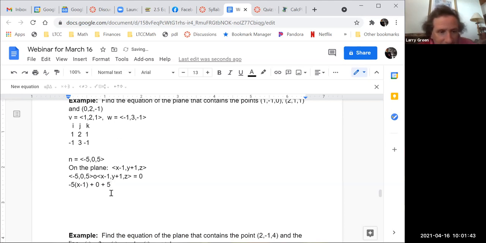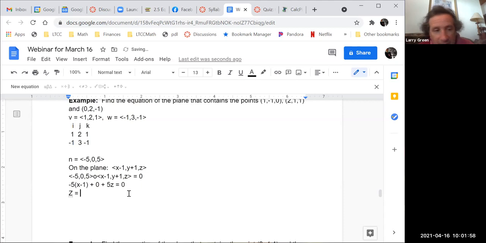Plus 5 times z equals 0. And now I simplify, I'm going to solve for z. And I get z is equal to, I can add that up, divide by 5, and you get x plus 1. And that's going to be a plane. Any questions? Any questions on this process? Okay, it's a step-by-step process, but it's really important.